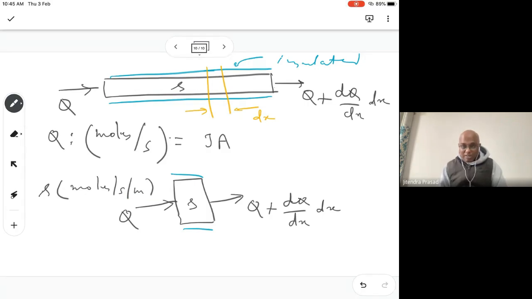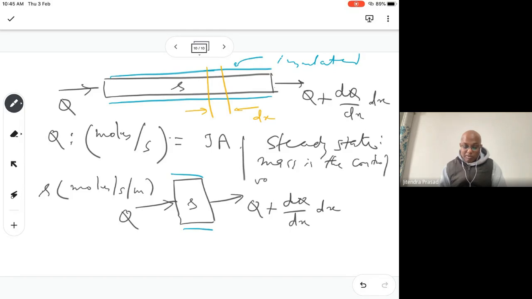Okay, now this will be conservation of mass, which means steady state. So we write here steady state. Okay, so the mass in the control volume, or this control element, right? The mass in the volume is equal to a constant, meaning it's not increasing with time. It is constant with respect to time.